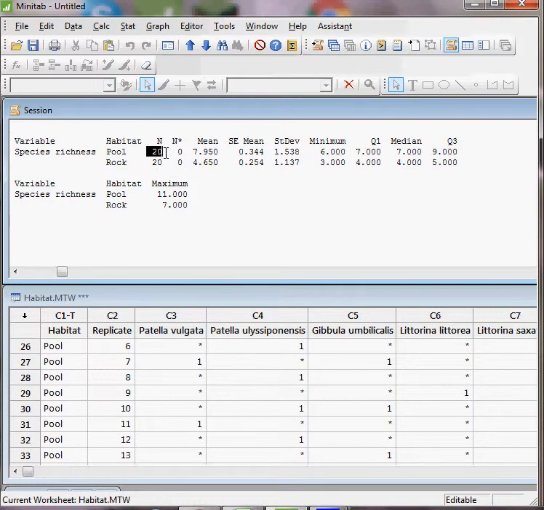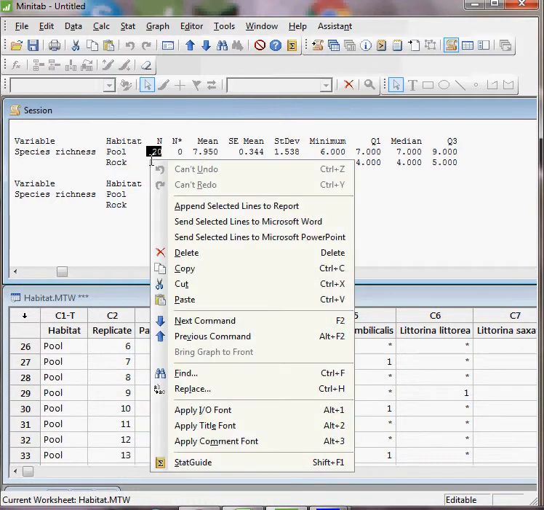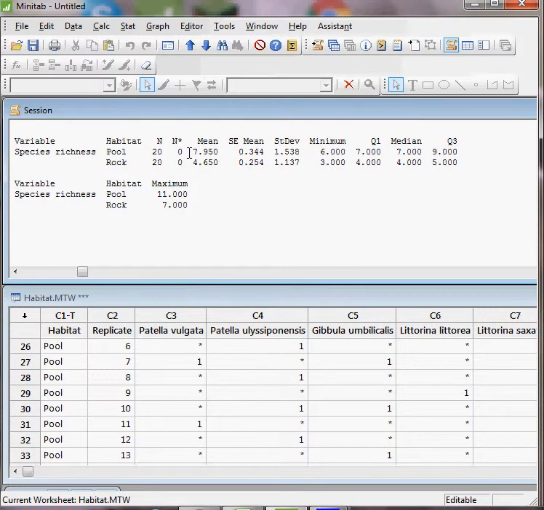So we have 20 samples taken from each habitat. The mean species richness within the pools was 7.95. Within the rock habitat it was 4.6. And if we check over on the variance, we actually get given the standard deviation. It's 1.5 in the pool habitat and 1.1 in the rock habitat. And we now have to make a decision as to whether these numbers are close enough to consider that both sets of samples were ultimately taken from a population with the same variance or not.